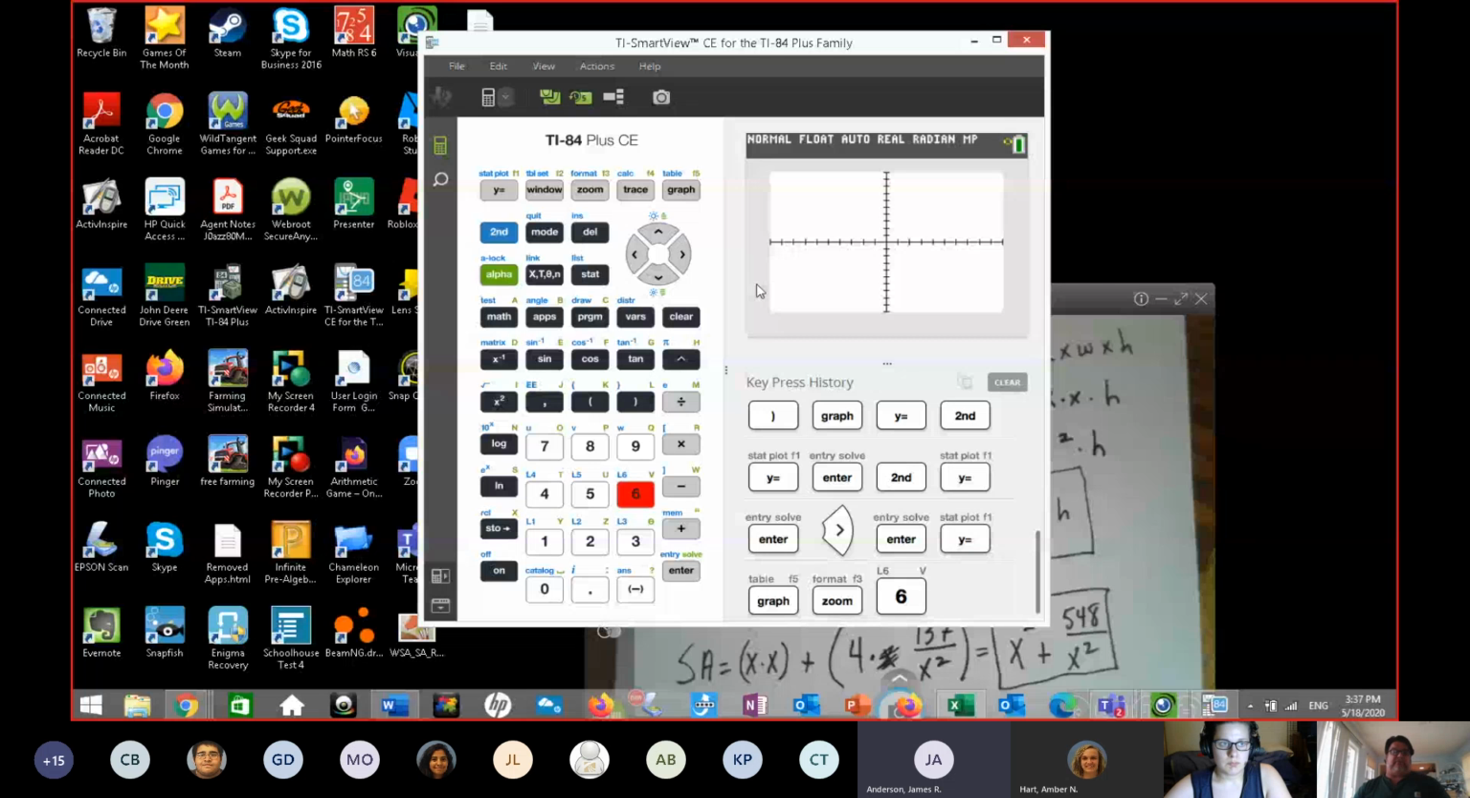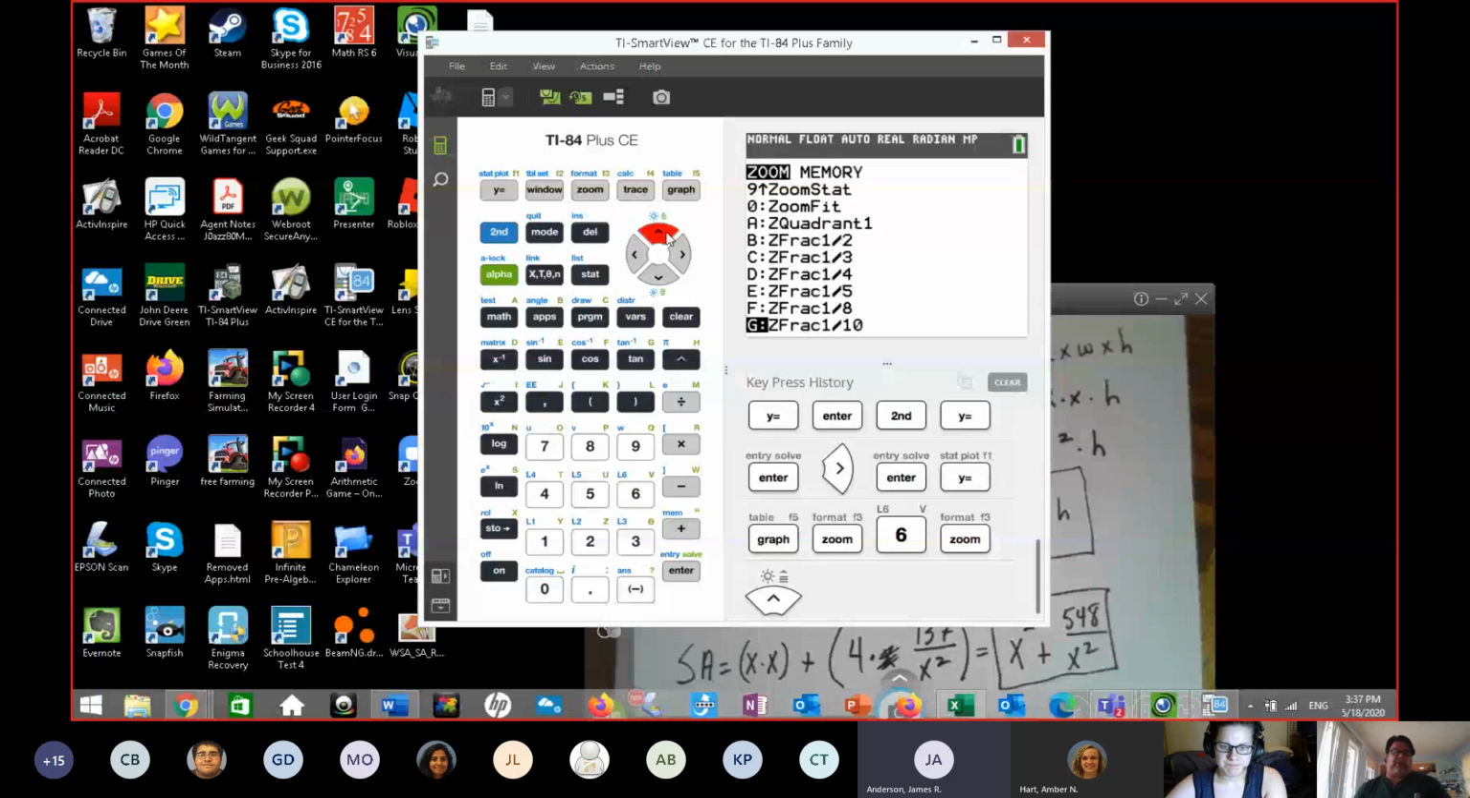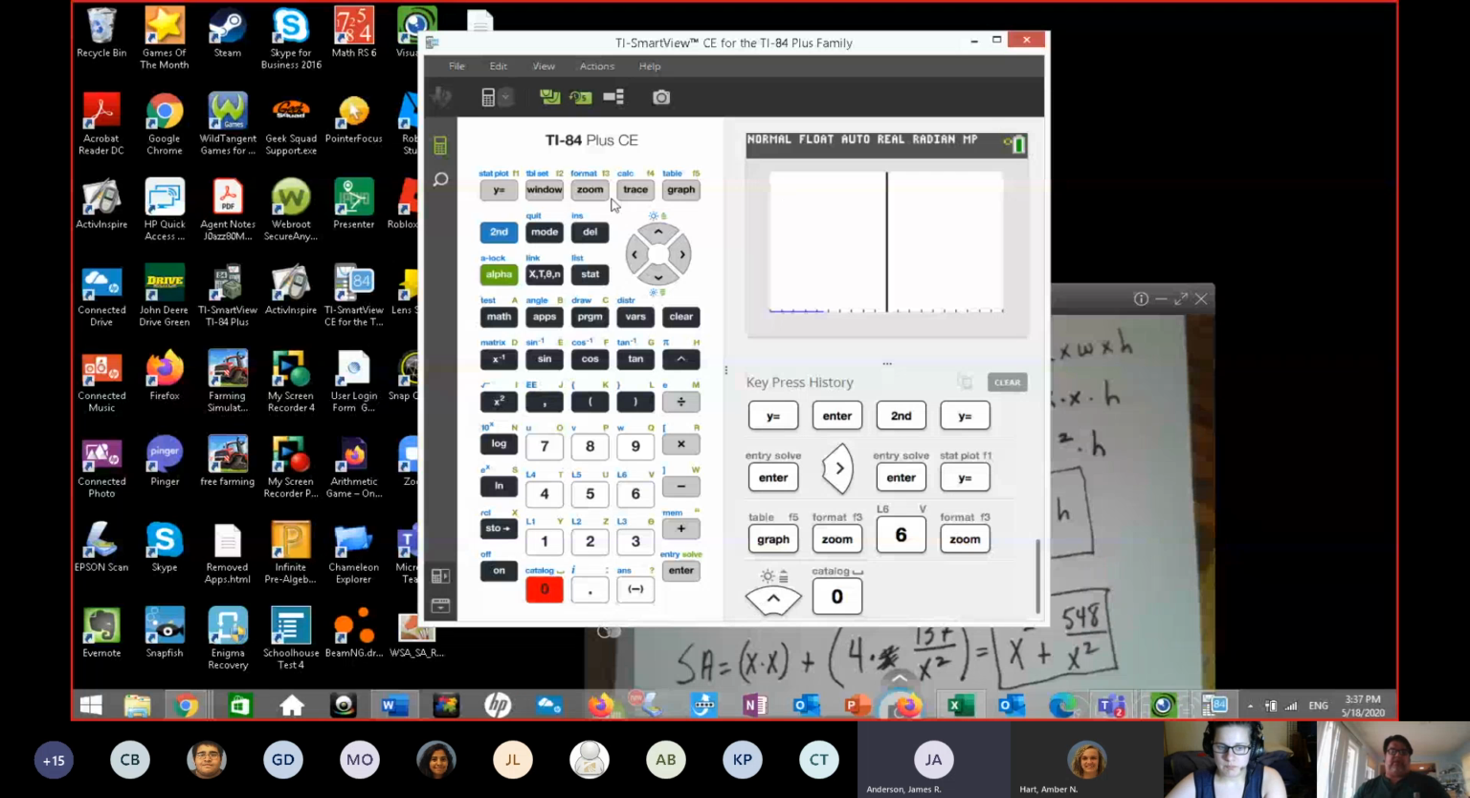Anybody got it come up yet? Try zoom fit. Anybody got it come up? There it is. So we're worried about the quadrant on the right because what is distance? Distance is always what? Distance is positive. I see you, Miss Patel. Hold on just a second. Distance is positive. So which quadrant is all positive?